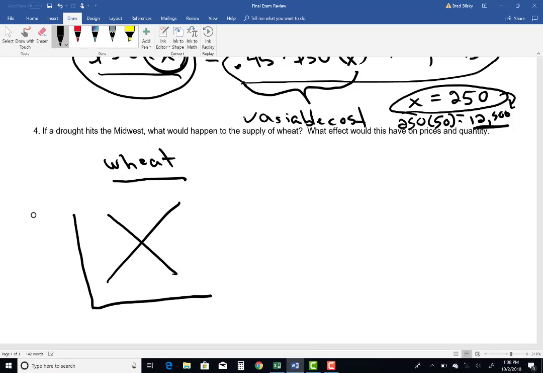And these diagrams always start the same way. We have the supply and demand curves lined up. We call this a Keynesian cross. Supply is upward sloping, demand downward sloping, and then we have our price and quantity. All right, so that's the starting point.